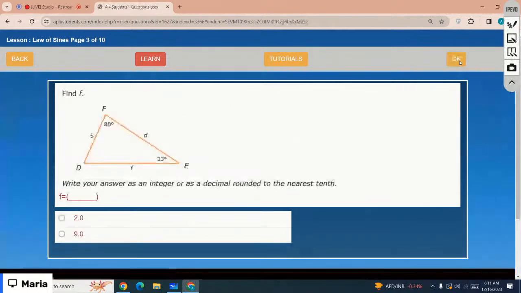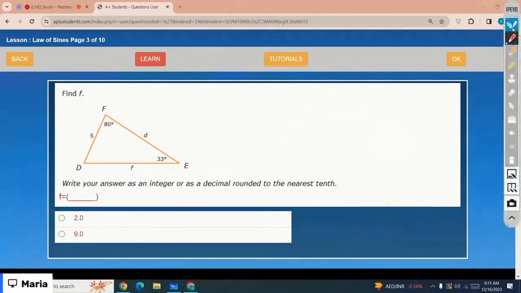Okay, for the next one, you have to find f, right? How do you find f? You are given angle E and side E and angle f. You need to calculate, right? So you can do f divided by sine f and e divided by sine e, right? So f divided by sine f, you need to calculate f.